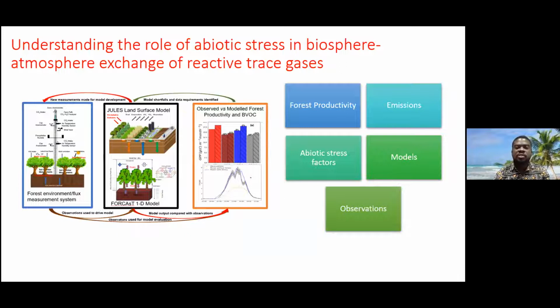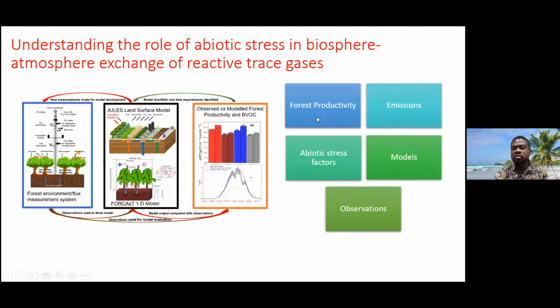So my work usually focuses on using observations indicated on the left-hand side, and then combining that with models, so land surface models. That could be a one-dimensional model looking at atmospheric chemistry within the forest environment, but also looking generally at processes such as photosynthesis and so on in the model, and then combining it with observations and looking at how the models are performing, what we can understand about the role of these abiotic stresses in the forest environment, and also how we can then improve on the modeling of these processes.